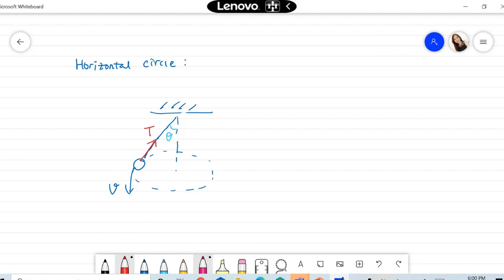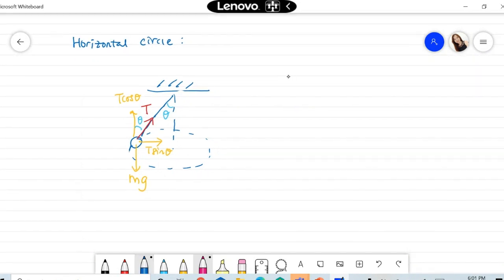So this T here can be resolved into T sine theta and T cos theta. I can also label the mg of the ball, the gravitational force acting on the ball, right? So now I apply Newton's law. Newton's law says that F equals ma. If I refer to the horizontal component, so x component, the horizontal component of Fx is always towards the center, which is a centripetal force. So this Fx here is actually a centripetal force. So instead of Fx, I write it as centripetal force equals mac.